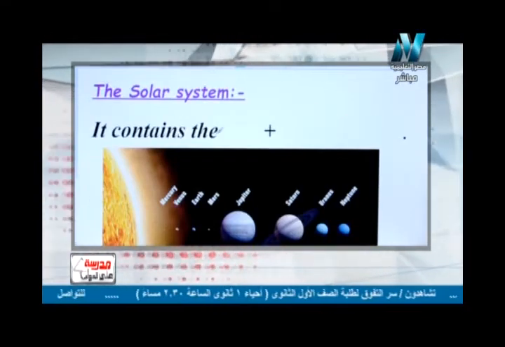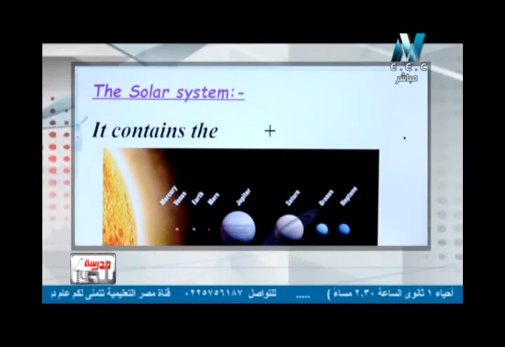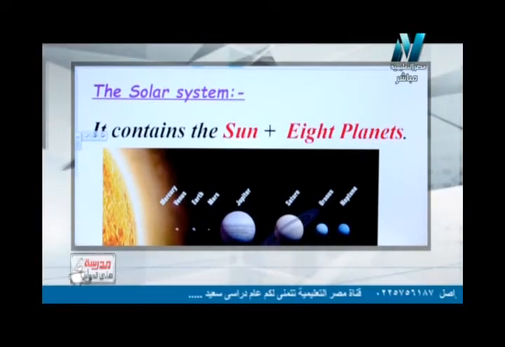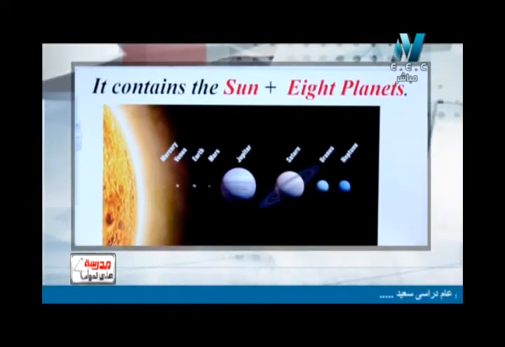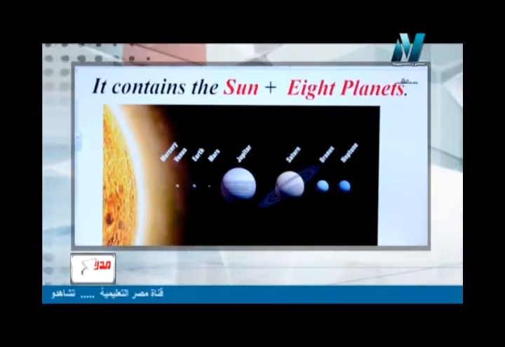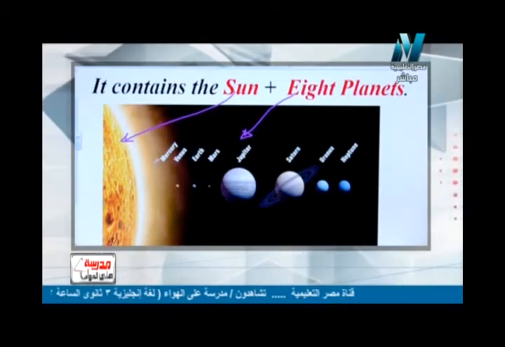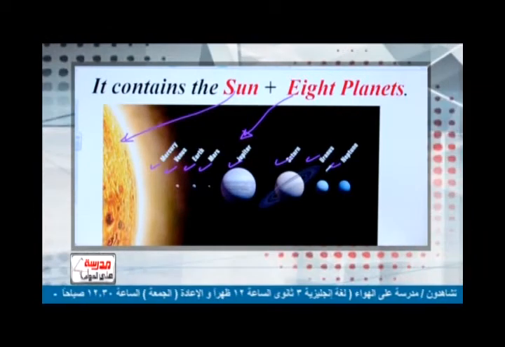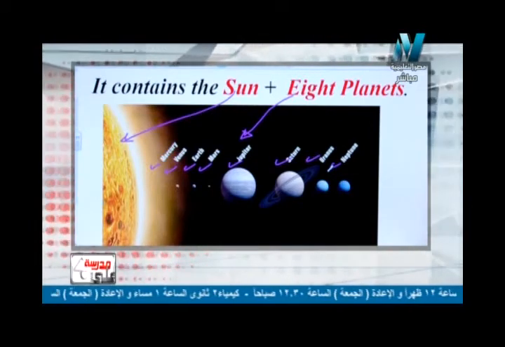Here we have to know what is meant by the solar system. The solar system contains what? As we studied before, the sun and the 8 planets. As we see here, the sun is the biggest object in the solar system. And we have 8 planets starting from Mercury, Venus, Earth, Mars, Jupiter, Saturn, Uranus and Neptune. We have 8 planets rotating around the sun in fixed orbit.